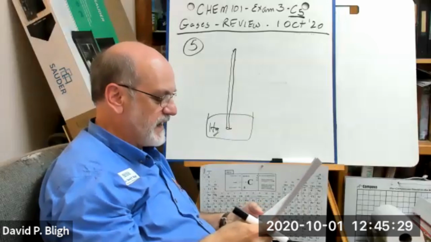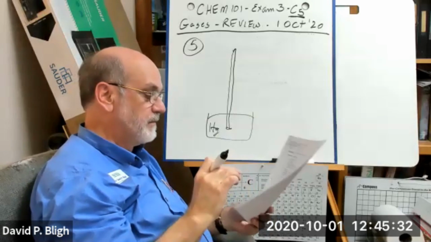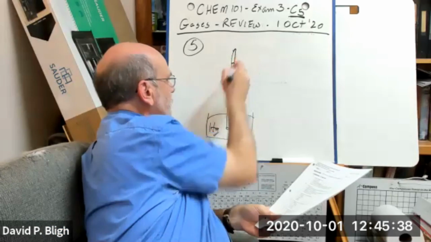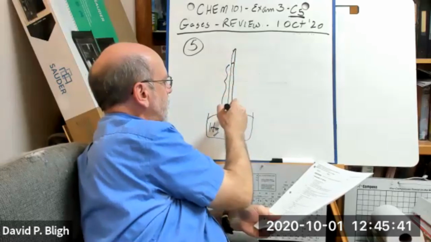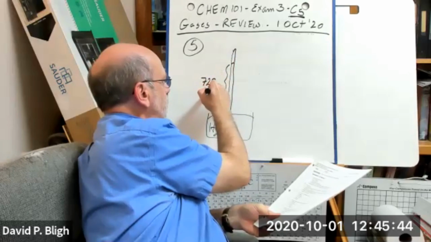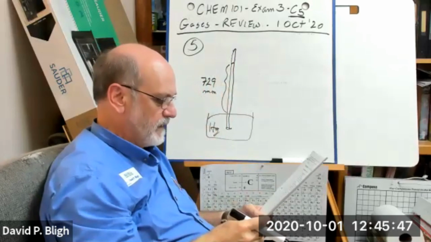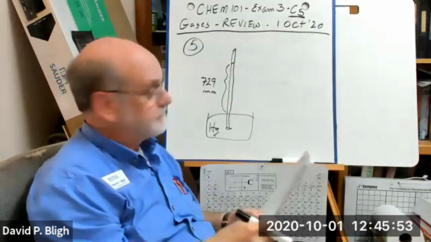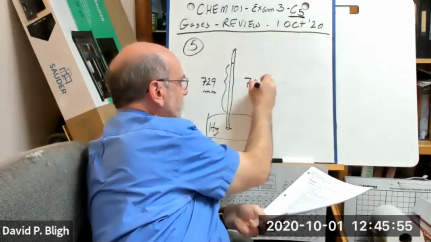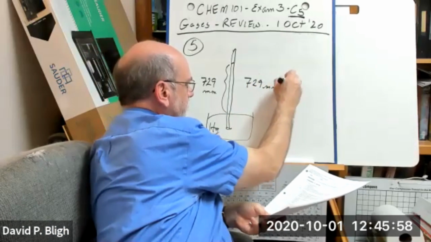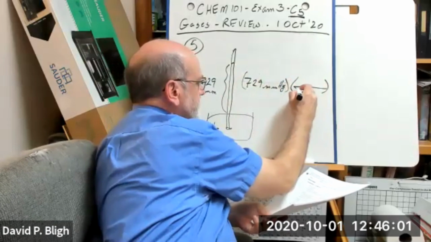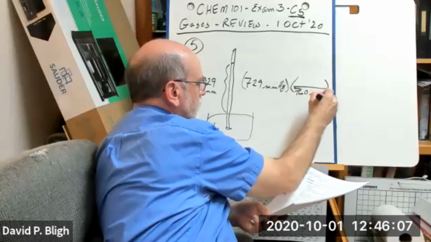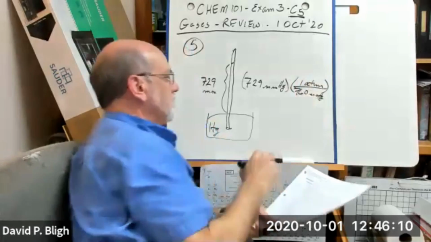The mercury column stabilizes at a height of 729 millimeters above the pool. So the distance here is 729 millimeters. What's the pressure of the atmosphere? Oh, that's another unit conversion, isn't it? Right. 1 atmosphere. Okay, so those cancel.